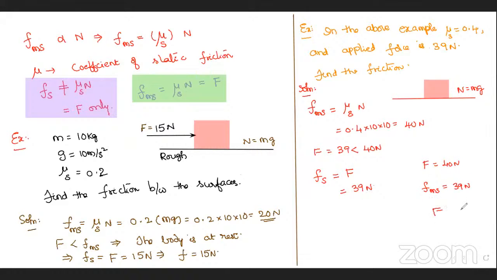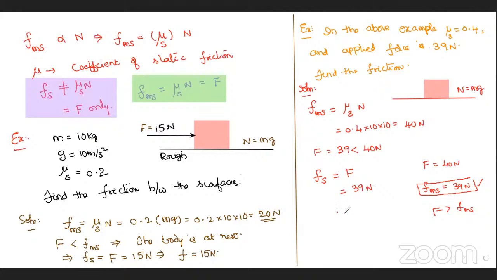F applied is greater than FMS, then the body comes into motion. Then here, FMS, for what purpose did you use it? For checking whether the body is at rest or in motion.